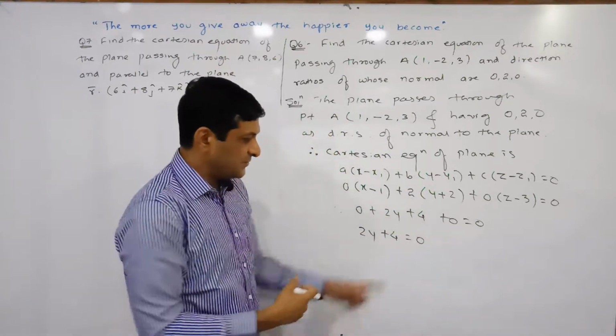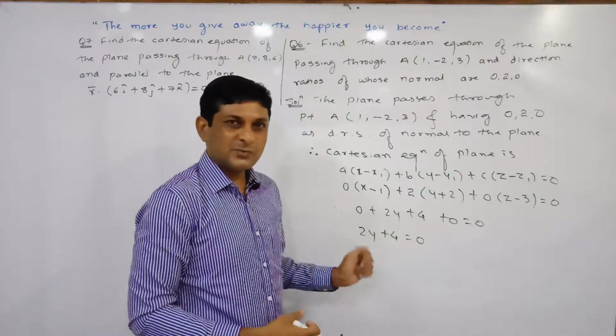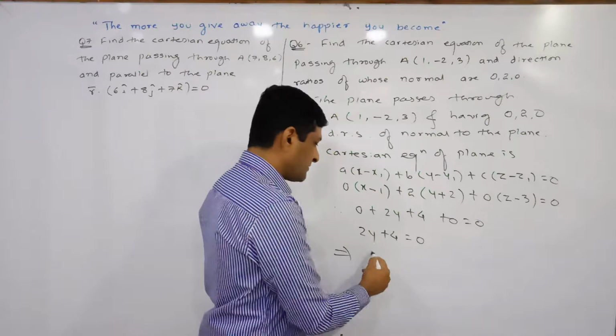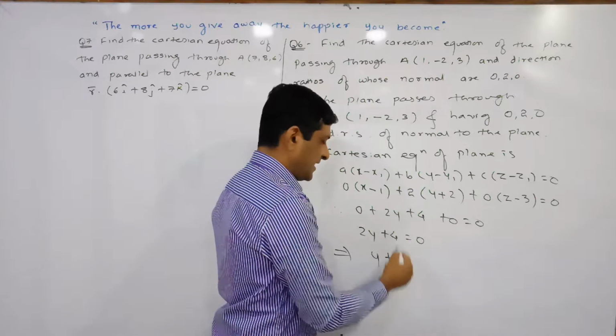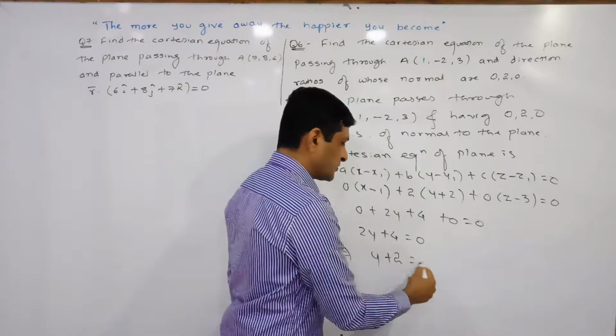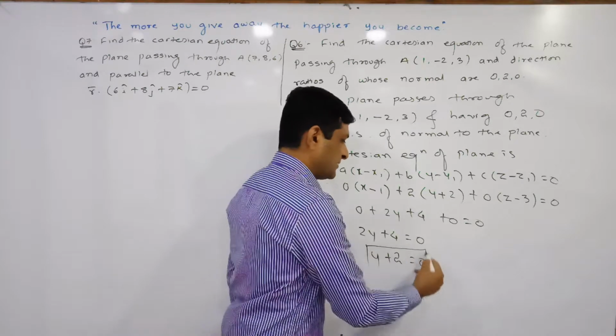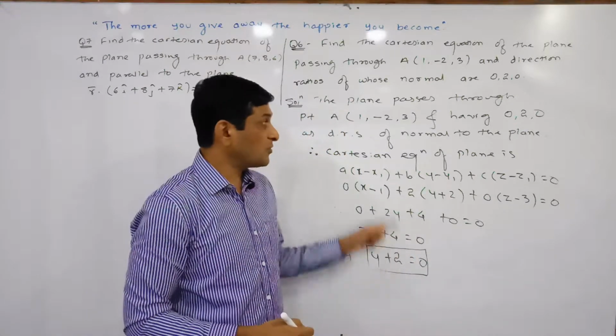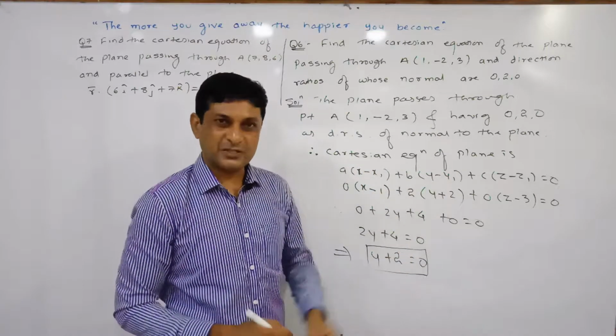But we can easily observe that both terms are divisible by 2. If I divide both sides by 2, what do we get? y plus, and 4 divided by 2 is 2. This result we got simply by dividing both sides by 2. So in this way we have got the required Cartesian equation of the plane.